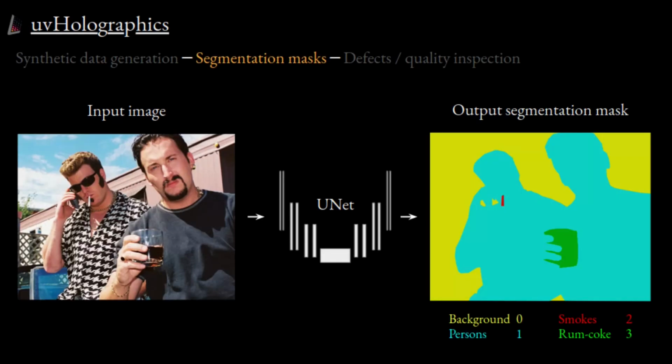In computer vision, the goal of semantic segmentation is to assign a label to each pixel of an image. For example, the picture on the left shows Ricky and Julian, and we would like to segment this picture into 4 classes: background, persons, smokes, and rum and coke. This would result in the following segmentation mask, as seen on the right. There are multiple methods to tackle this problem, but the current state-of-the-art methods employ deep neural networks, such as UNet. Our input here is an RGB image and the output a segmentation mask.